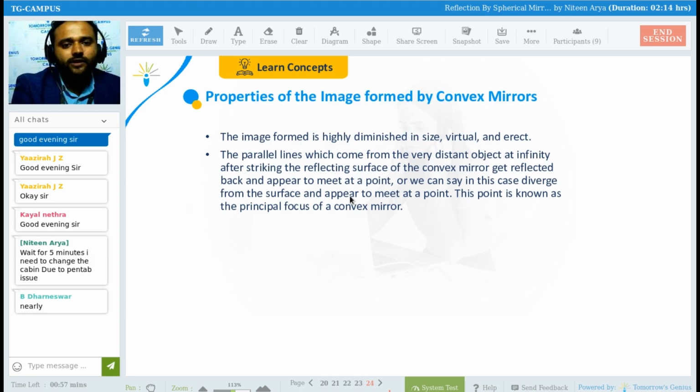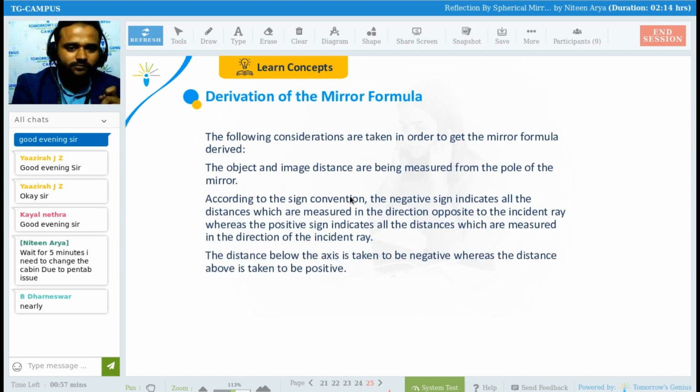In the same sense, the properties of the image formed by a convex mirror: the image formed is highly diminished in size, virtual and erect. The parallel rays which come from a very distant object at infinity, after striking the reflecting surface of the convex mirror, get reflected back and appear to meet at a point, or we can say in this case they diverge from the surface and appear to meet at a point. This point is known as the principal focus of a convex mirror.